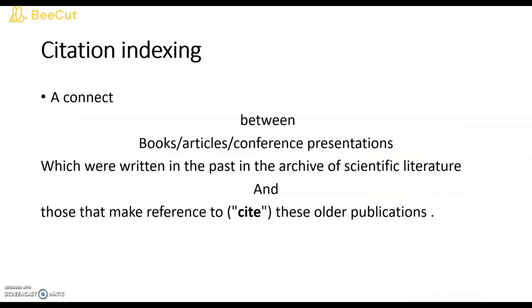Now, what is citation indexing? It is actually a connection between the books, articles, or conference presentations which were written in the past in the archive of scientific literature, and those that make reference to or cite these older publications.